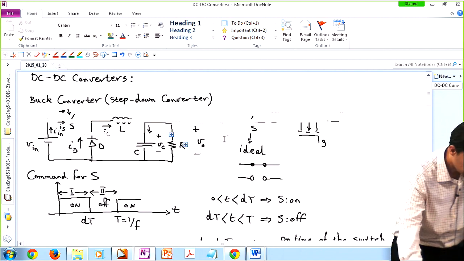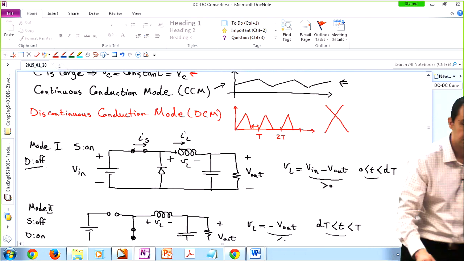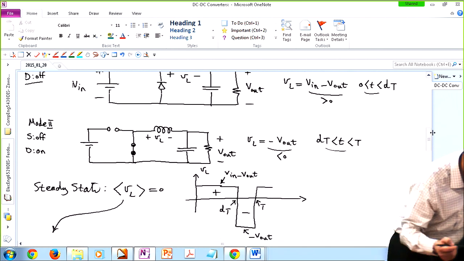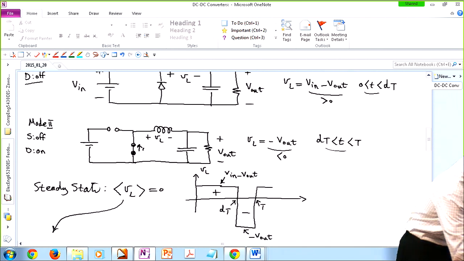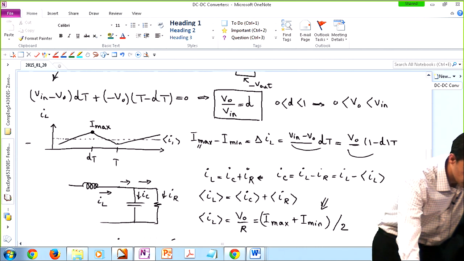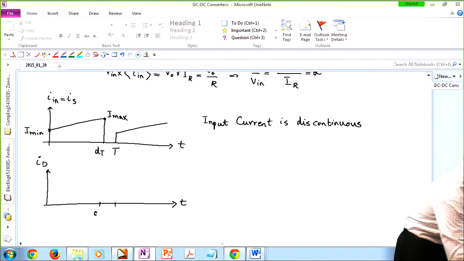So in order to find the diode current, look at mode 1. In mode 1, we said that the diode is off, so no current. In the second mode, the diode current and the inductor current are the same. This is I_D, which is the same as I_L. So to draw the diode current, all I have to do is follow the inductor current in the second mode. In the first mode, it is 0. And then here, it does something like this.